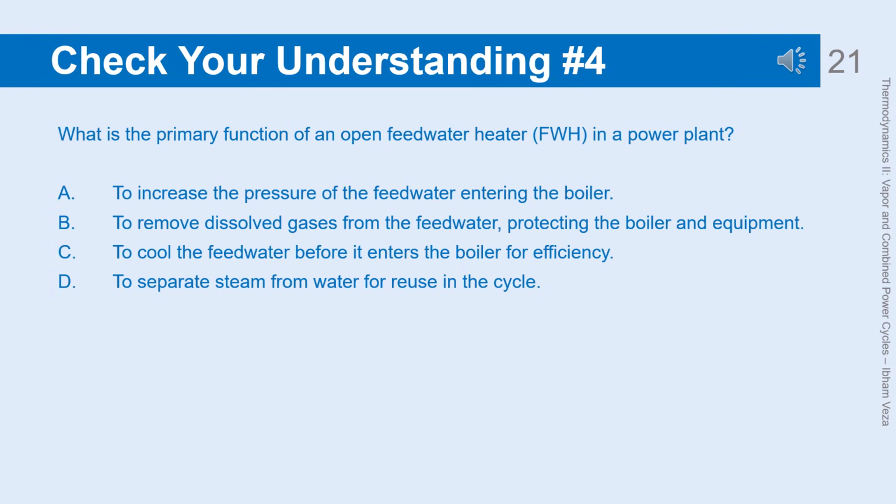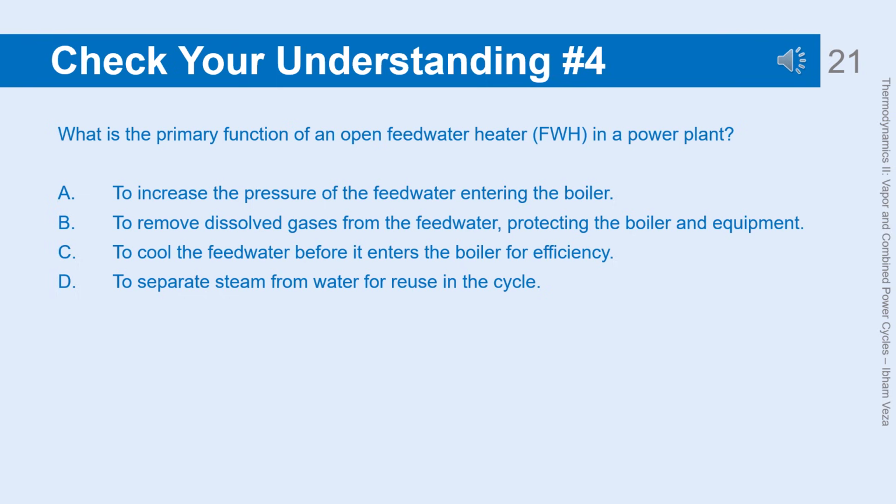Answer B. To remove dissolved gases from the feed water, protecting the boiler and equipment. Explanation of why other answers are wrong. A. To increase the pressure of the feed water entering the boiler. Incorrect, because increasing pressure is the role of pumps, not an open FWH.